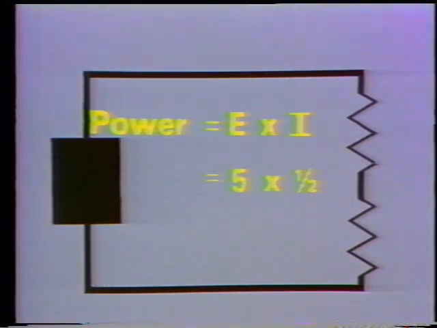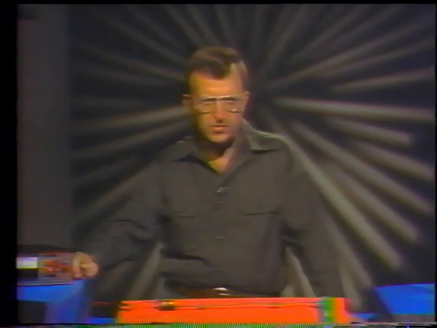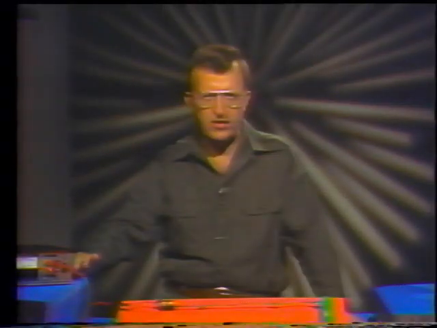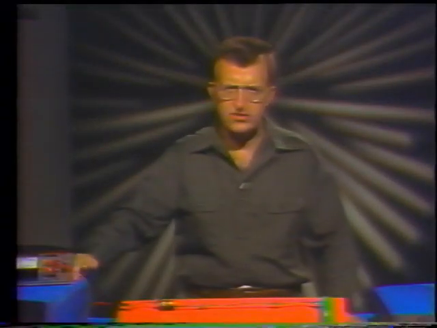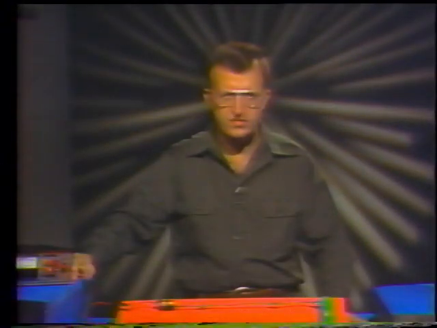5 times 1/2 is 2.5. We have 2.5 watts of power in this circuit. The next thing we want to find out is how much power each of the resistors in the circuit used. If we use the same formula, power equals voltage times current, P equals EI. But we have to be careful.